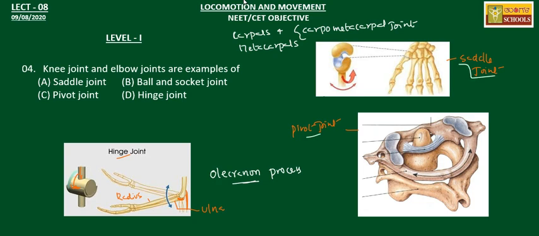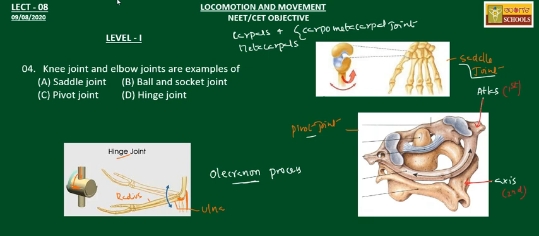And coming to this pivot joint, this bone which is present above, we call the atlas, and the one that is present below is axis. So this bone that is present here is axis, and the one that is present here is the atlas. Atlas is the first vertebra of the vertebral column, and the axis is the second one.